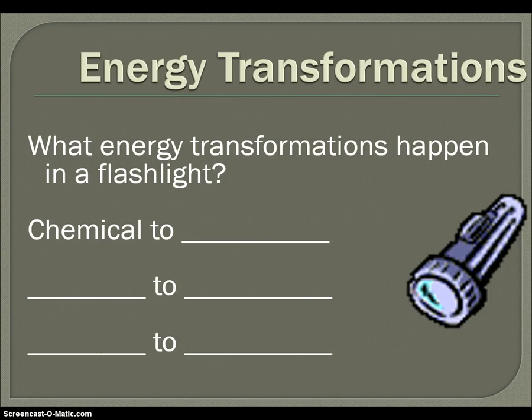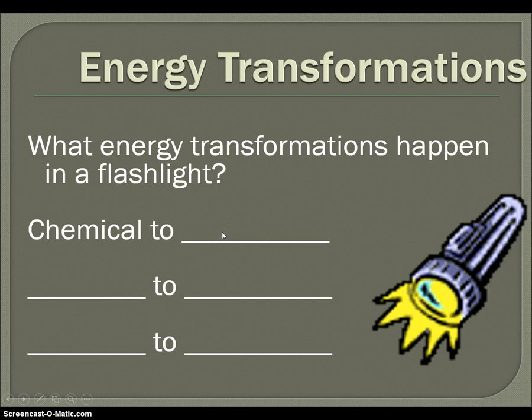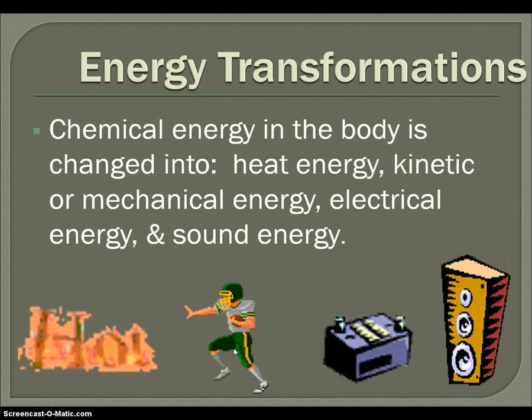So these energy transformations, if we think back to 6th grade, it's things like the batteries in the flashlight have chemical energy, and that chemical energy gets converted to electrical energy. The electrical energy gets converted to light, and some of the light gets turned into heat. So these are the ways that energy gets transformed.